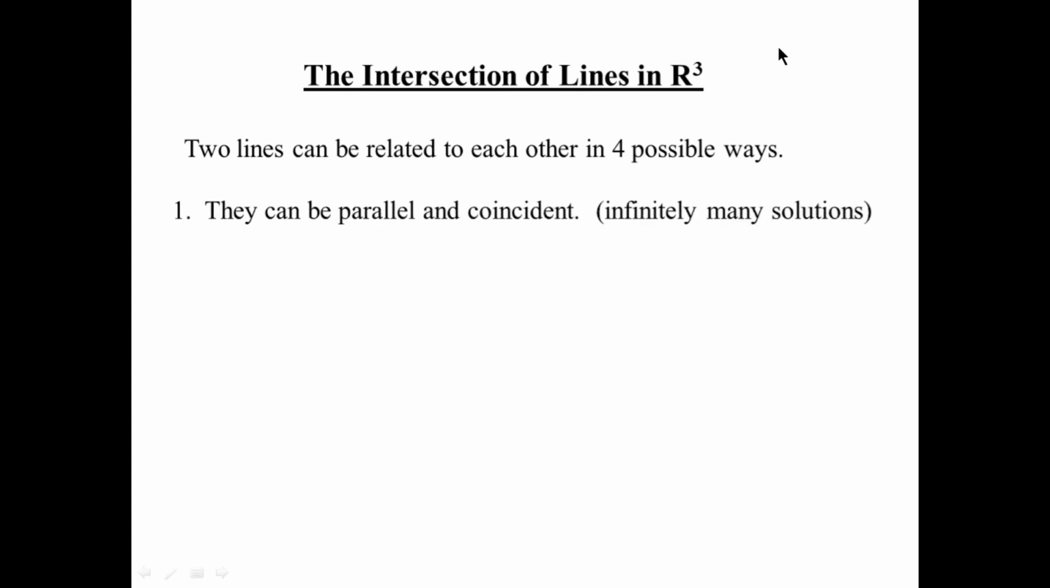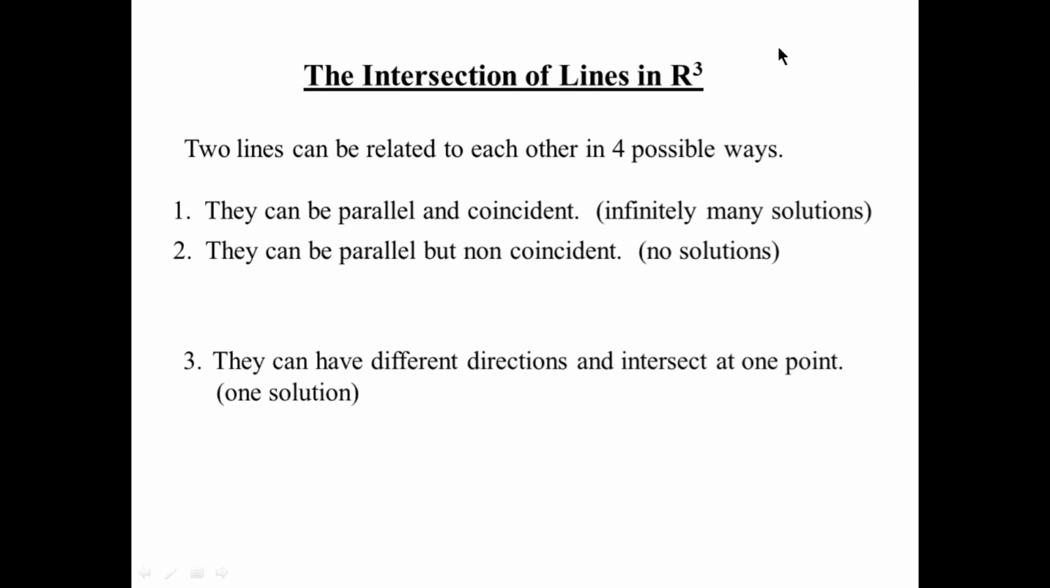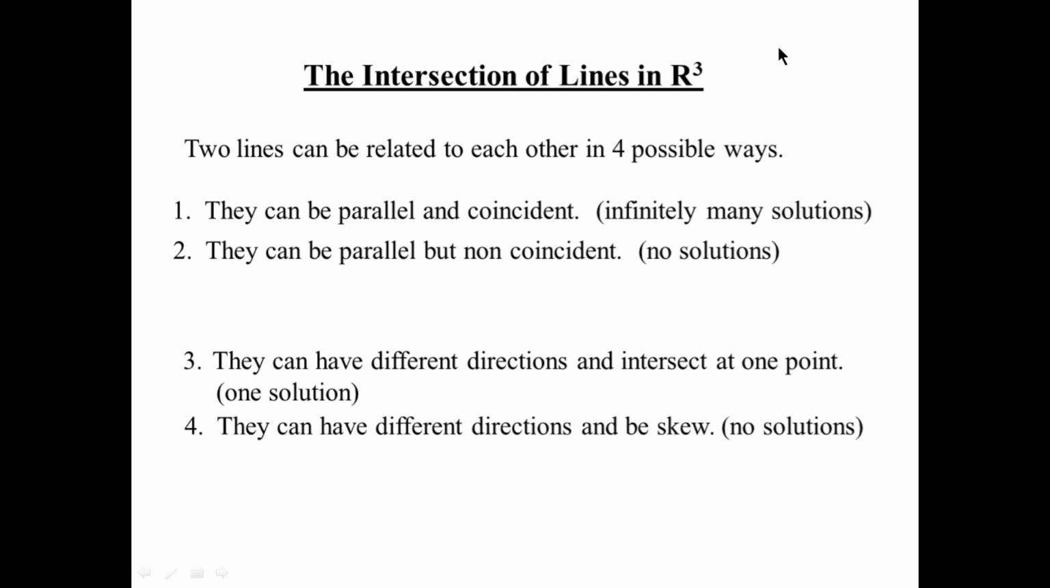They can be parallel and coincident. In other words, they can be the same line. They can be parallel but not coincident, and so they'll never meet, and there will be no solutions. They can have different directions and meet and intersect and have one solution, or they could have different directions and never meet. And if that happens, they're called skew lines. An example of skew lines in real life would be when one highway meets another highway and there's an overpass. So they're meeting, but they're not really intersecting because they're meeting at a different level.